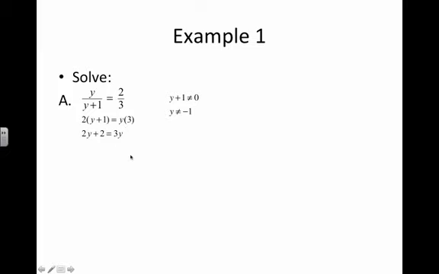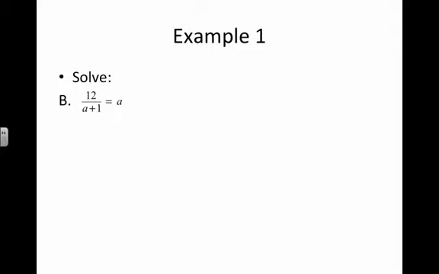Now we're ready to gather up our y's. So let's go ahead and subtract 2y from both sides of the equation, and we get 2 equals y. 2 is not equal to negative 1, so it's not going to make a denominator equal to 0, so it is a solution. So yay, y equals 2. Let's go on to b.